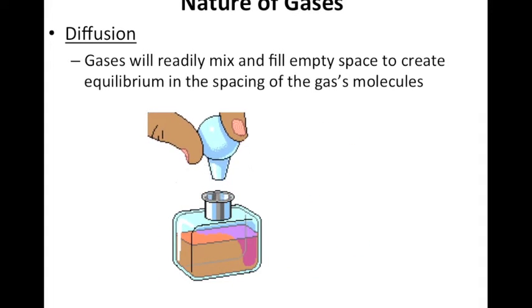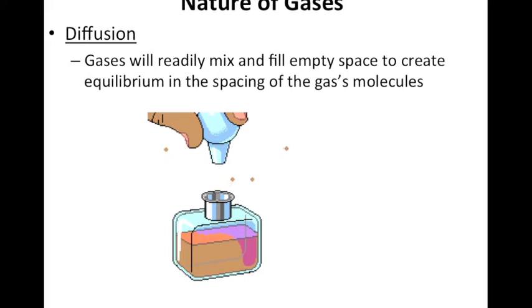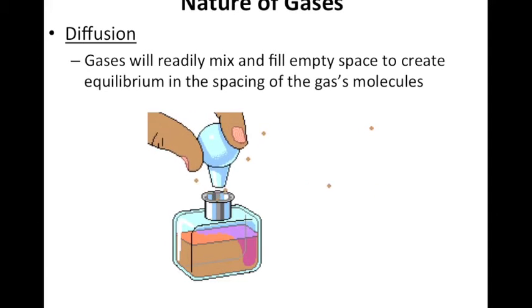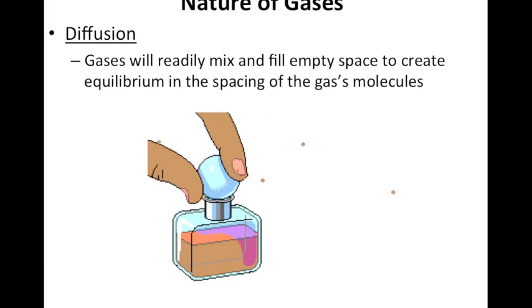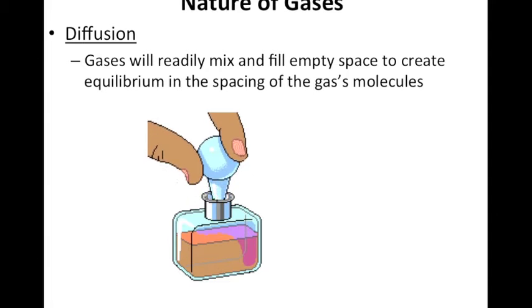A great example of diffusion in real life is perfume. When you spray perfume, it's really, really strong at first. But then as it spreads out throughout the room, it diffuses. So it creates an equilibrium so that instead of a really strong small area, there's a big area with a very light smell.